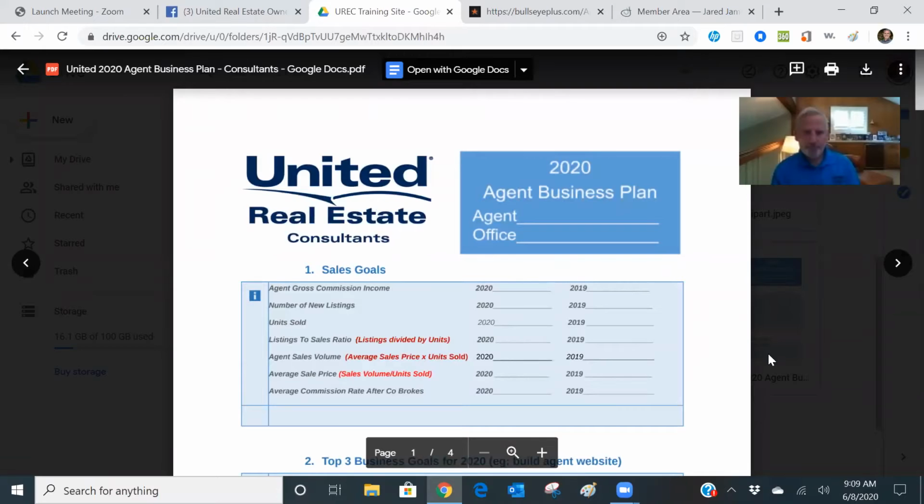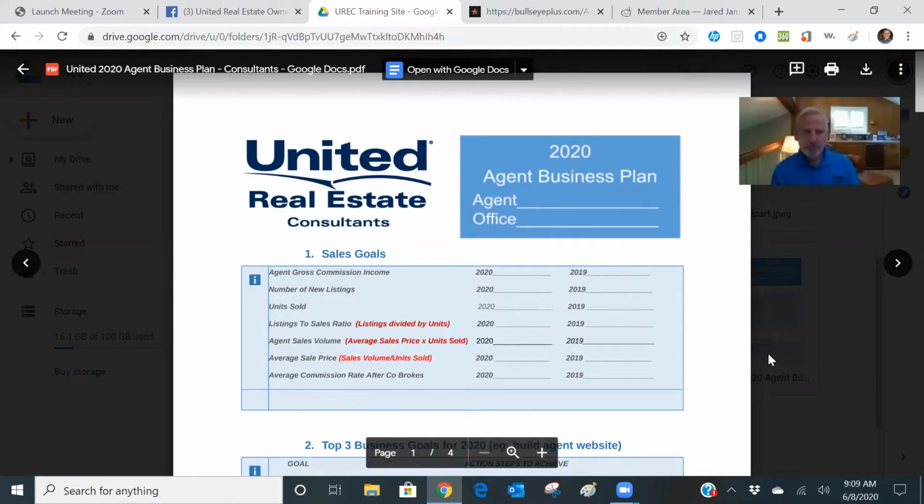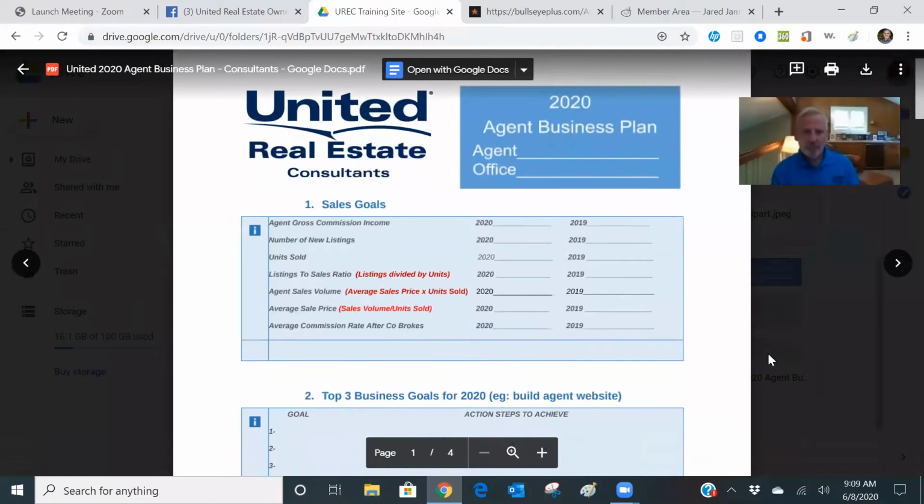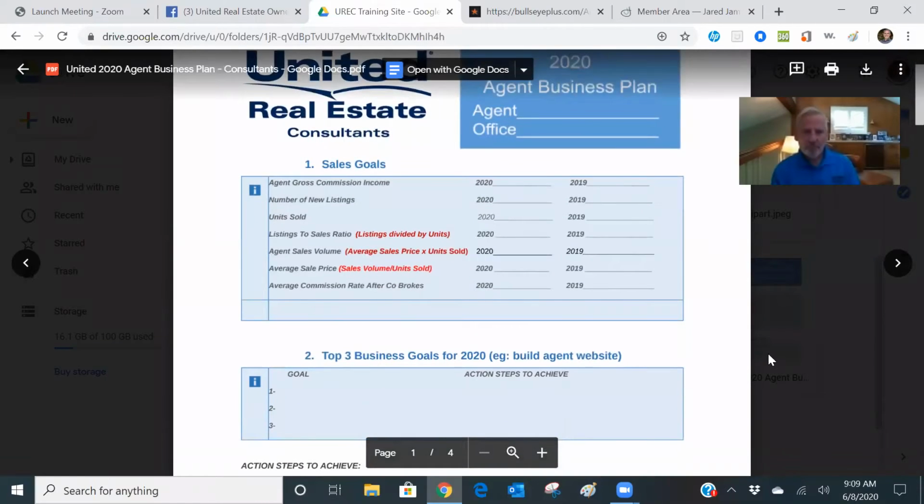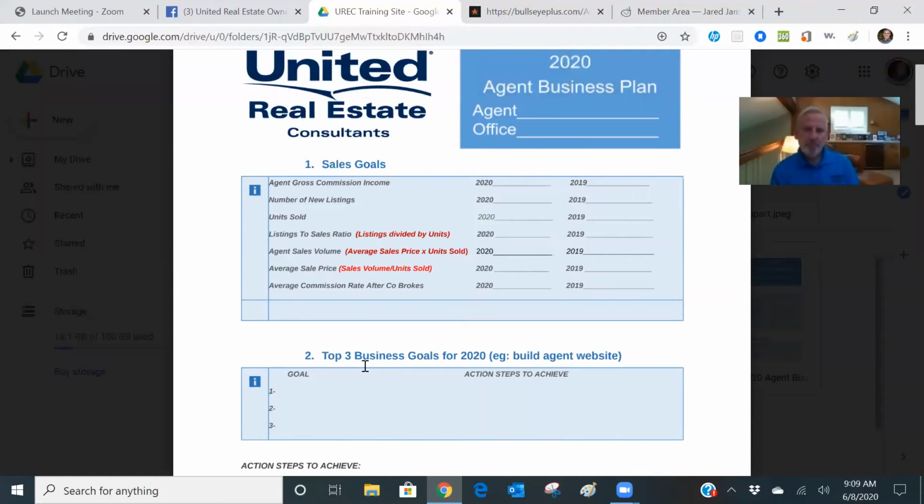So this is the 2020 agent business plan. Pretty self-explanatory. Everything's going to start out with your sales goals. So you really want to pinpoint what you've done in the previous year, and then you're going to want to set your goals for this year. I know we're halfway through this year. If you haven't done your business plan, there's no better time to start than now.